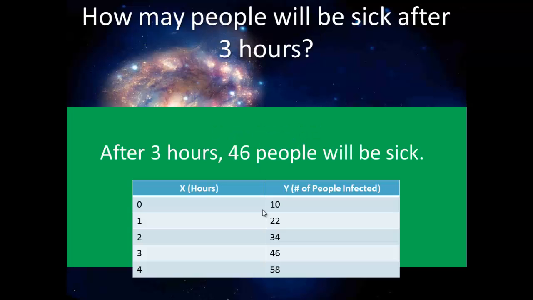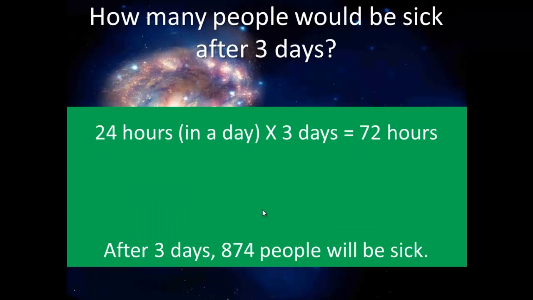So to answer the question, how many people will be sick after 3 hours? Well, by using your table, we were able to say that after 3 hours, 46 people will be sick. How many people would be sick after 3 days? So to find this, we have to start plugging in numbers into our equation. Since there are 24 hours in a day and the question asks how many people will be sick in 3 days, we have to multiply 24 times 3 and we get 72 hours.